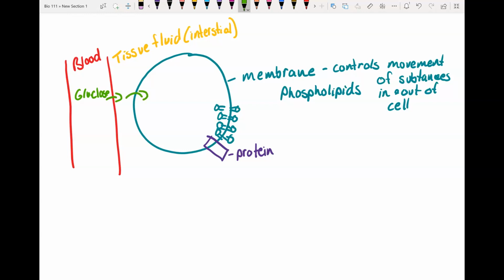You breathe, you get oxygen into your blood. The oxygen moves from your blood to your tissue fluid to your cell. Your cells are making carbon dioxide as waste product. That carbon dioxide moves from your cell to your tissue fluid into your blood. So stuff is constantly moving back and forth, and the membrane plays an important role in what gets in and out of the cell.